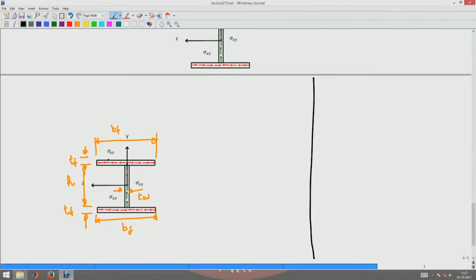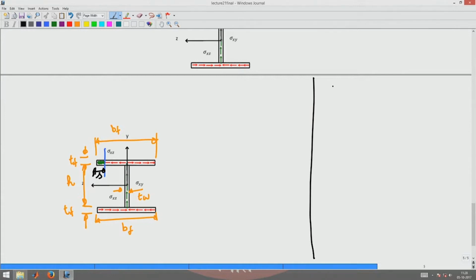Now, to compute the stress sigma xz, I have to cut a plane. Let me cut a plane like this. Okay. Now, the area that I have to look up here is this area to compute the shear stress at that location. Okay. So, what is that area? That area would be, let us assume that I am measuring S from this end, that is locating the section from the left extreme of the flange. Okay.